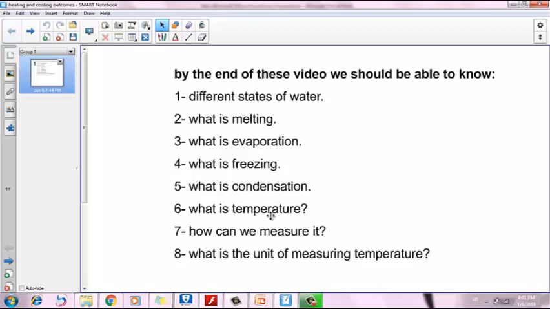What's temperature? Temperature is the measure of how hot or cold an object is. How can we measure it? We can measure it using a thermometer. What is the unit of measuring temperature?